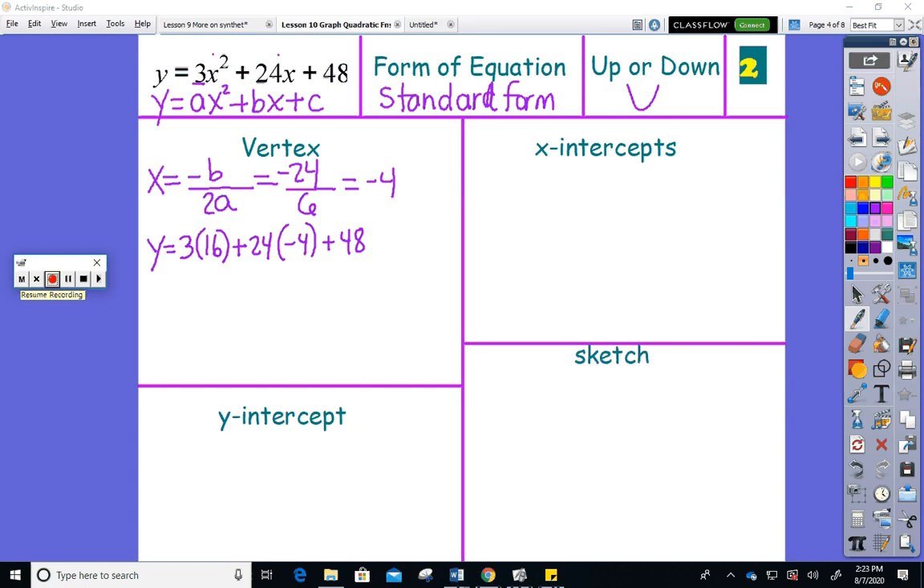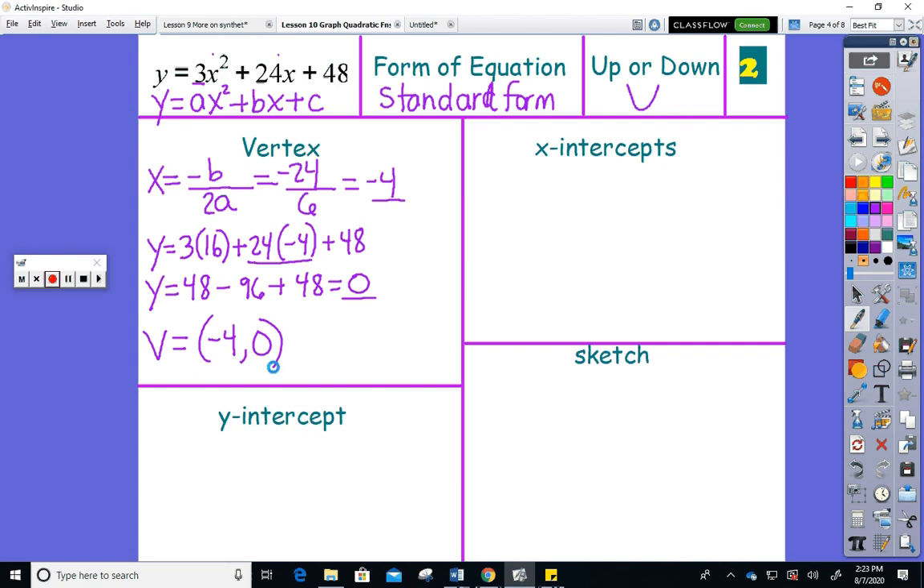What I really mean by that is don't rely on your calculator to do the work for you or give me a bunch of decimals. So I know that this is 48. 24 times negative 4 is negative 96. And then plus 48. So I believe that's equal to 0. 48 times 2 is 96. Yeah, I double checked. So now I know that the vertex is my x-coordinate, comma, my y-coordinate. So say V equals, and label your work.